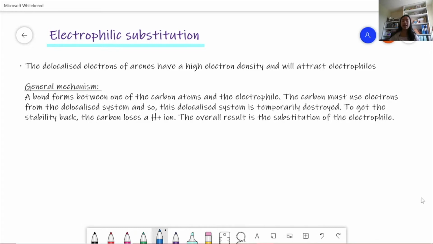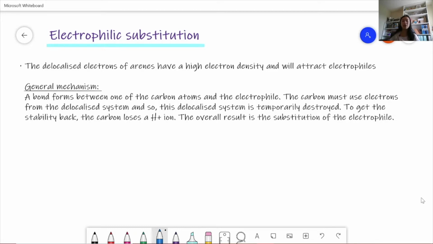Now we're going to talk about electrophilic substitution. So the delocalized electrons of arenes, so of compounds with the benzene group, have a high electron density and will therefore attract electrophiles. So we get this reaction of electrophilic substitution. Remember that electrophiles are species with a vacancy for a pair of electrons to form a covalent bond.